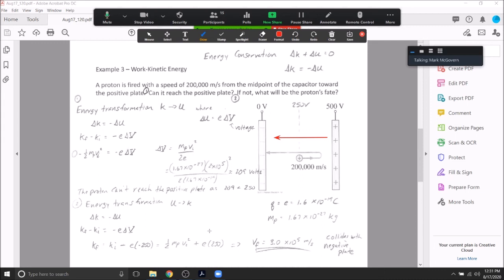So in order to solve this problem, I already know that when it crosses the 250 mark here, it's going to be moving at 200,000 meters per second to the left. So I'm going to simplify it in that manner. I'm going to do the same thing I did before, difference in kinetic energy. My delta V here will be 250, but it will be negative 250 because it's going to be a drop. I'm going to be going lower and lower. That will cancel with the negative that's here, thankfully.